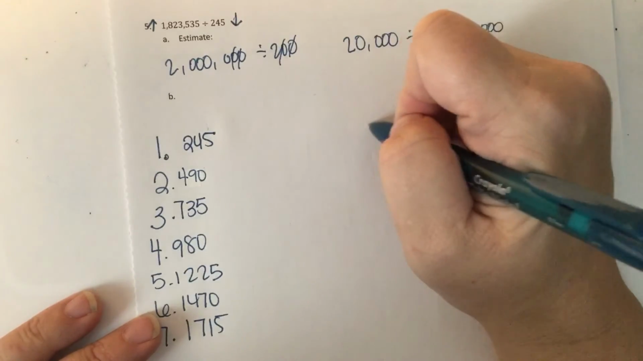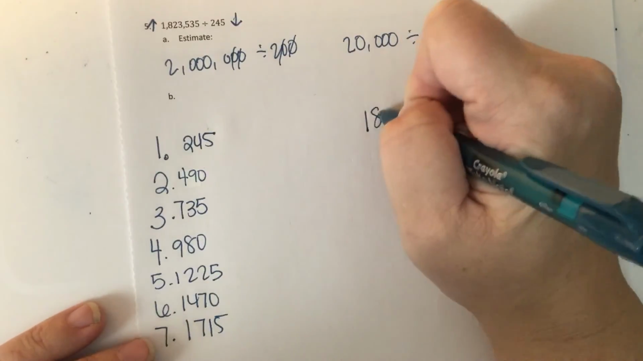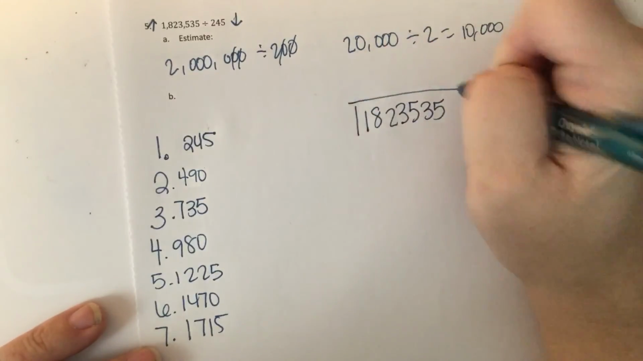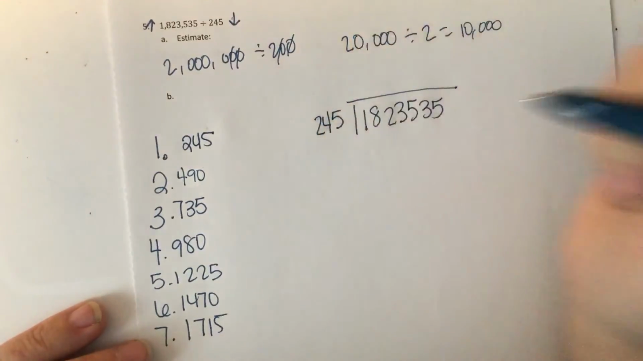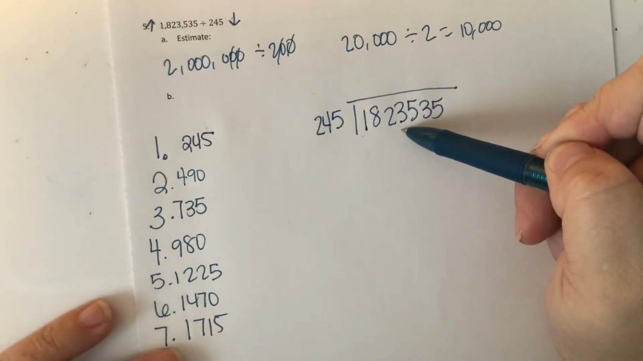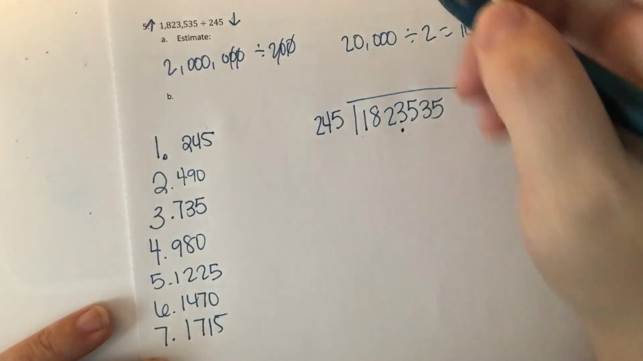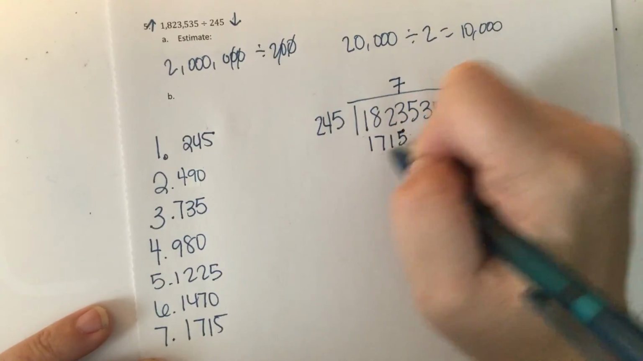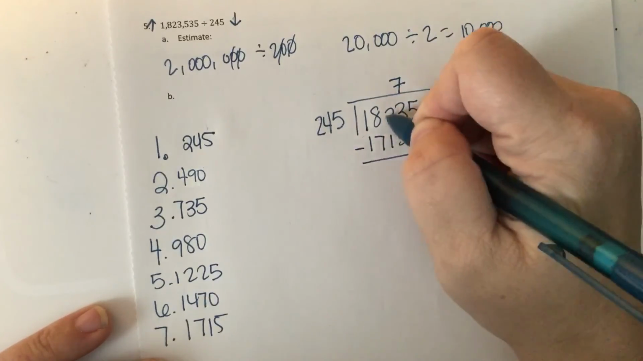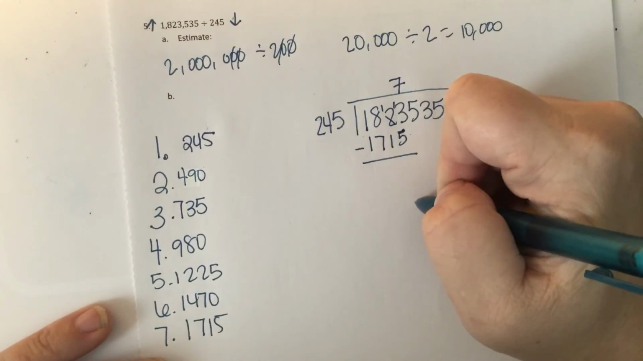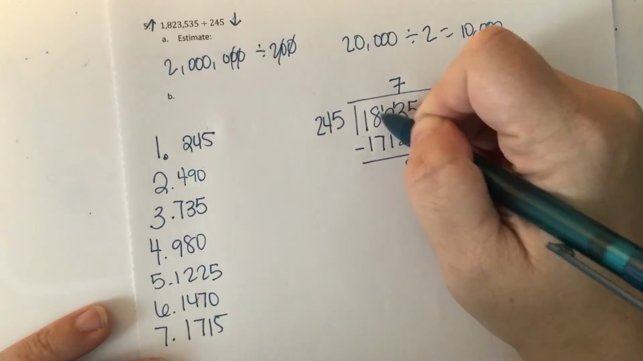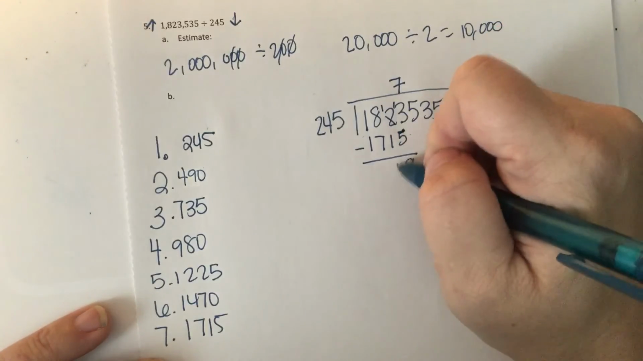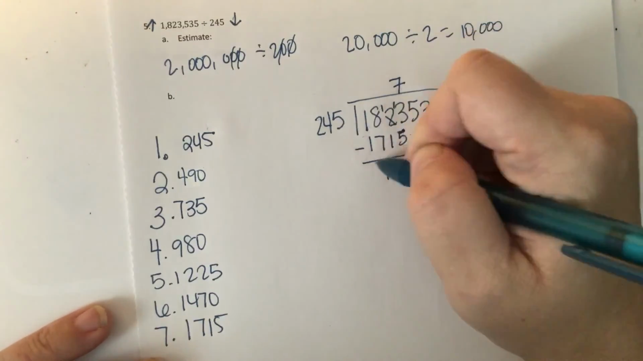So let's write our problem for our standard algorithm. 1,823,535 divided by 245. Okay. How many times does it go into 1823? I think 7. What do you think? Okay, that doesn't work. Let's go here. 13 minus 5. That's 5, 6, 7, 8, right? Oh, yes. And 1 minus 1 is 0. 8 minus 7 is 1. 1 minus 1 is 0.